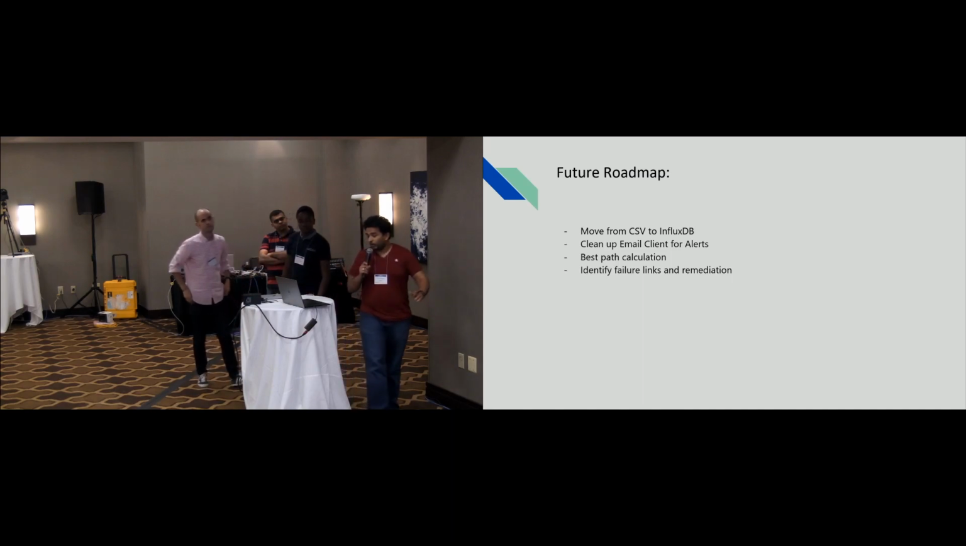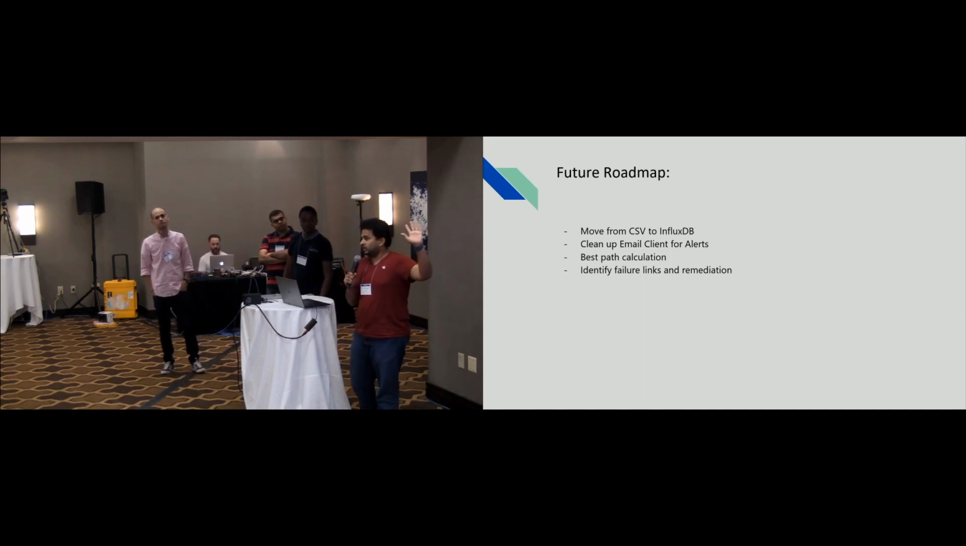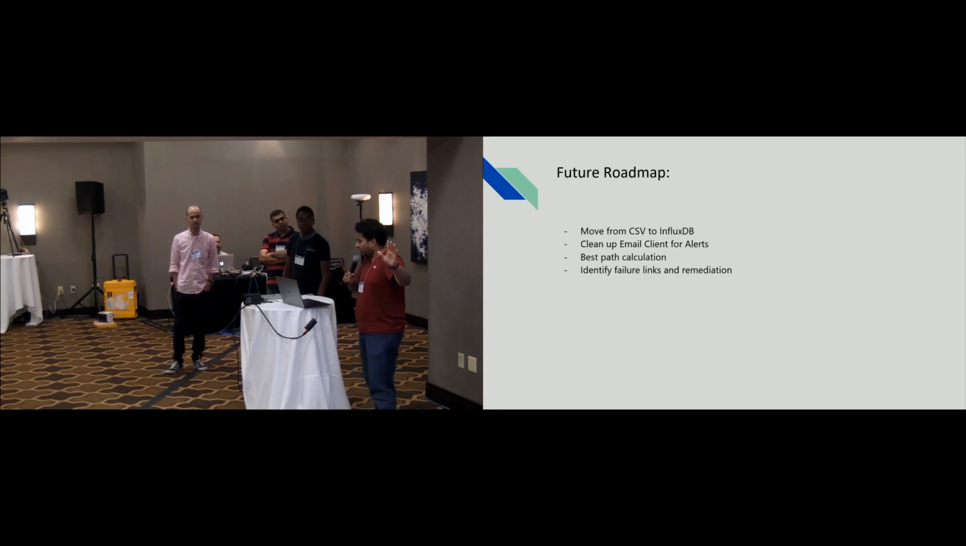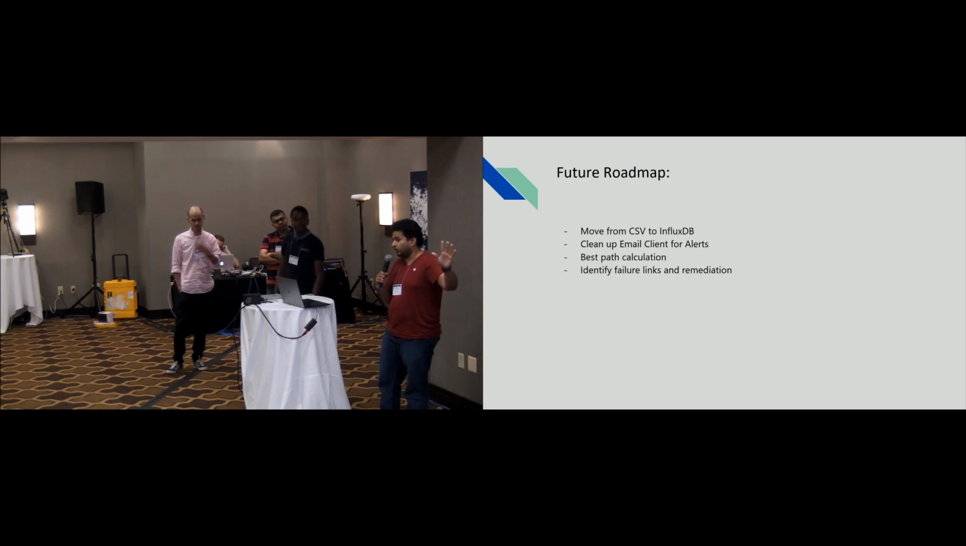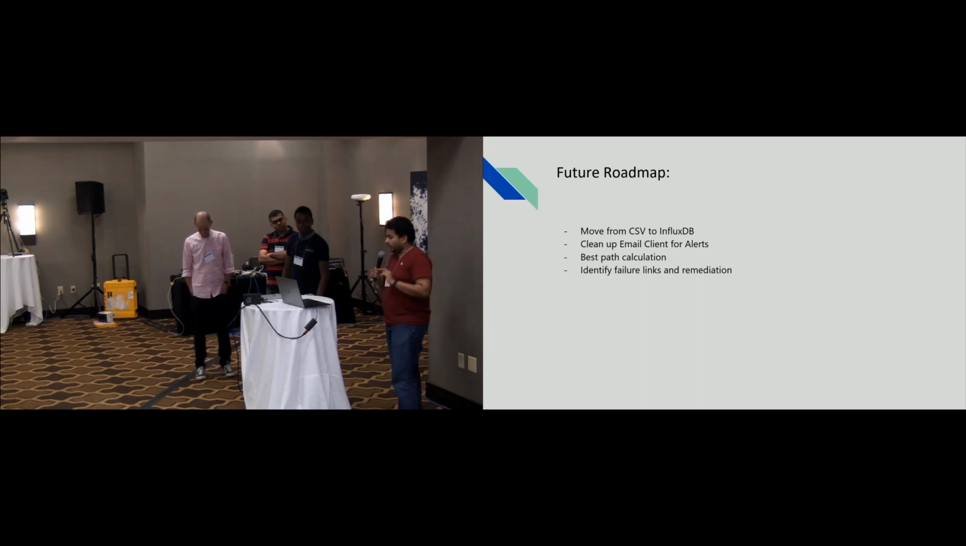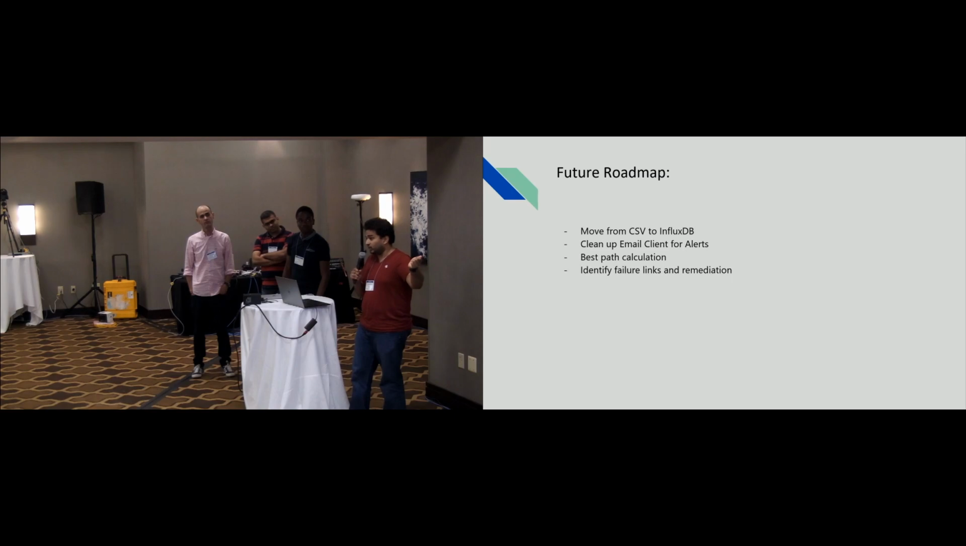So for the future roadmap, we want to clean up, use InfluxDB instead of CSV, and clean up the email client, have a very basic email client, and make it as close to real time as possible, both visualization as well as alerts. And best path calculation, we want to implement that, and identify failed links and write remediation scripts if there's a failure to go back and fix it via config change or just by alerting.